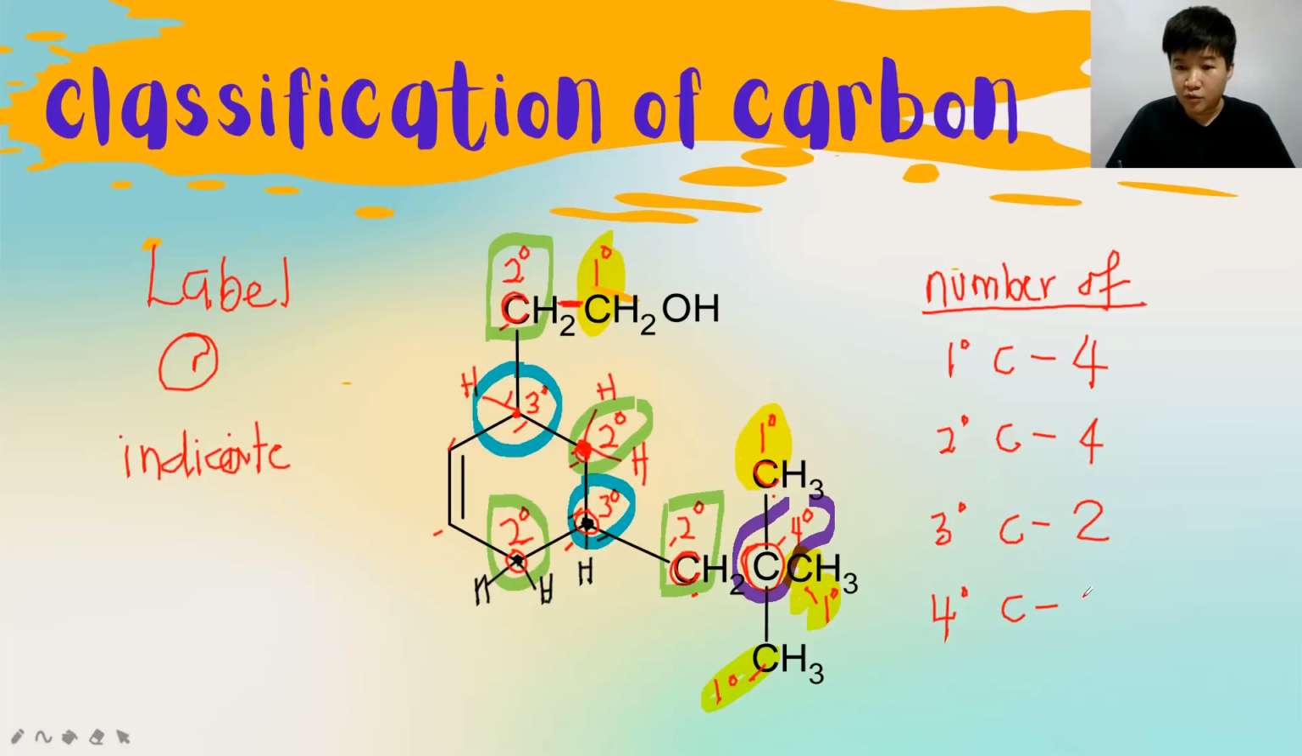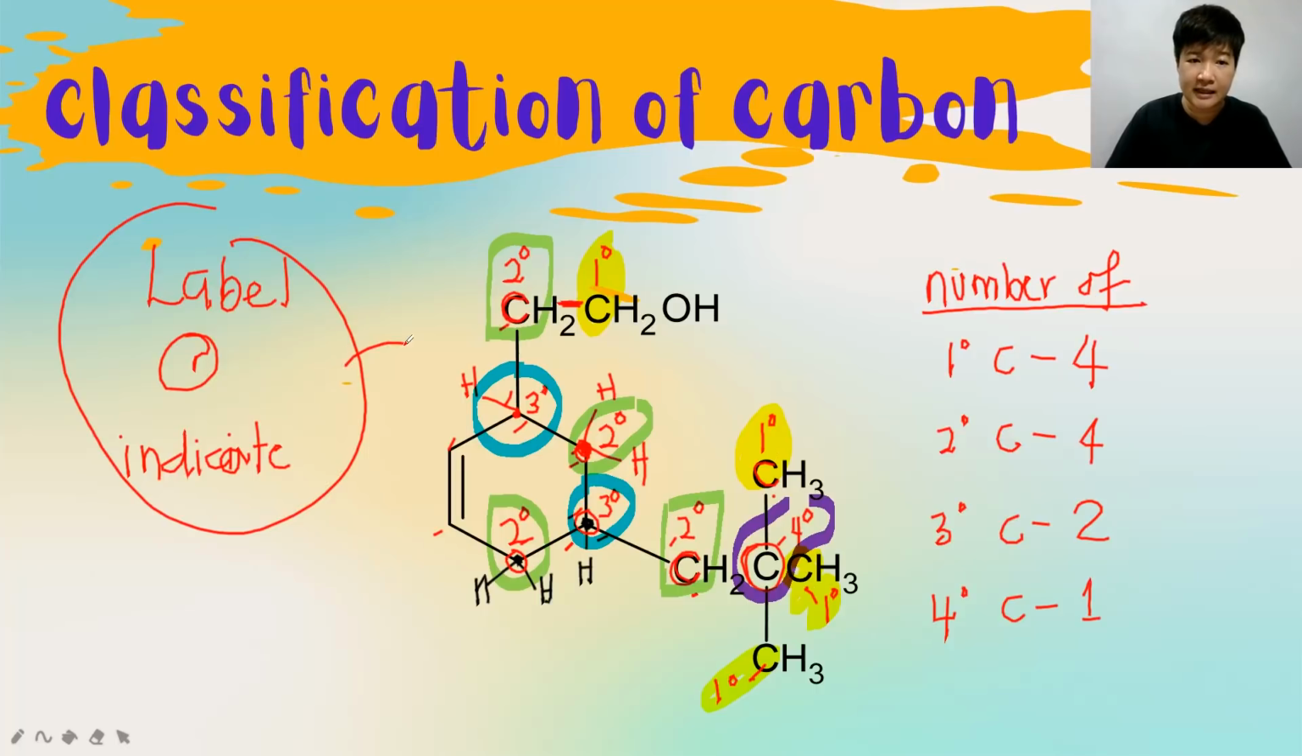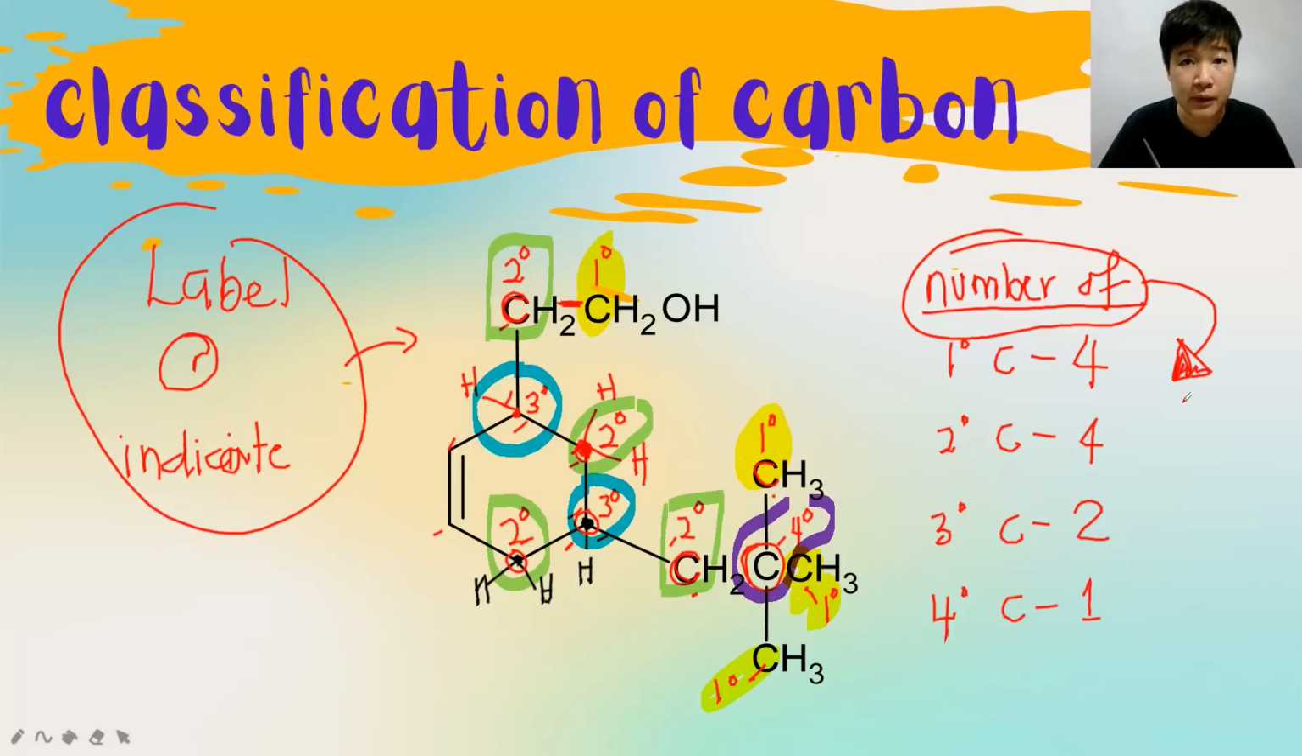Okay? So 1. For the way that you answer the question, be very careful with the keywords that the question gives to you. When the question says label and indicate, that is the answer. When the question says calculate the number of primary, secondary, tertiary, and quaternary carbon, this should be the answer when the question asks you to calculate the number. So read the question carefully. You need to give a different type of answer.